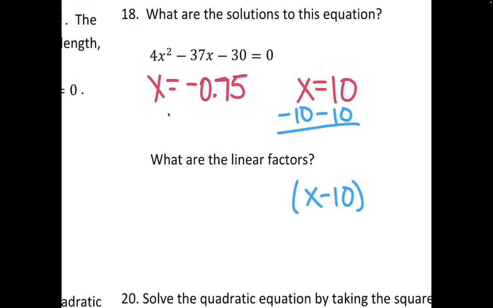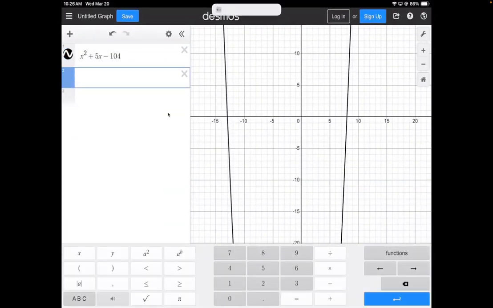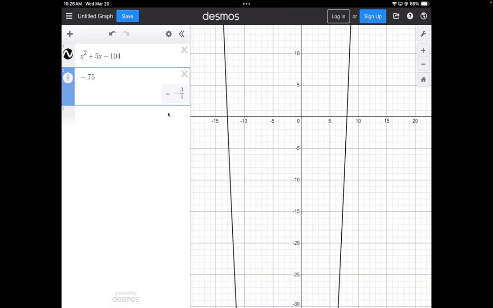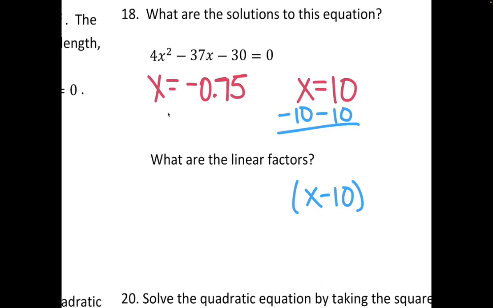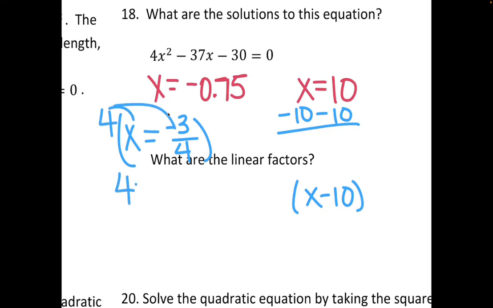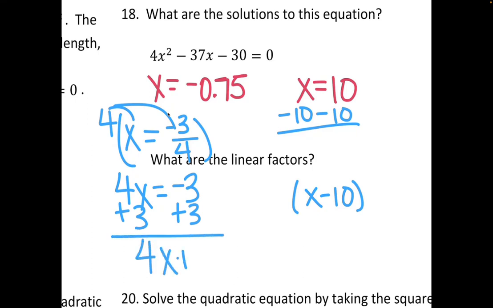And again, if you're not sure, you can always use Desmos. If I put in negative 0.75 and I click this little fraction, negative 3/4. So if I have negative 3 over 4, we have to multiply by that 4 to undo that fraction. 4x equals negative 3. 4 times negative 3/4 is just that negative 3. And then we're going to bring this 3 over. So my other root is 4x plus 3.